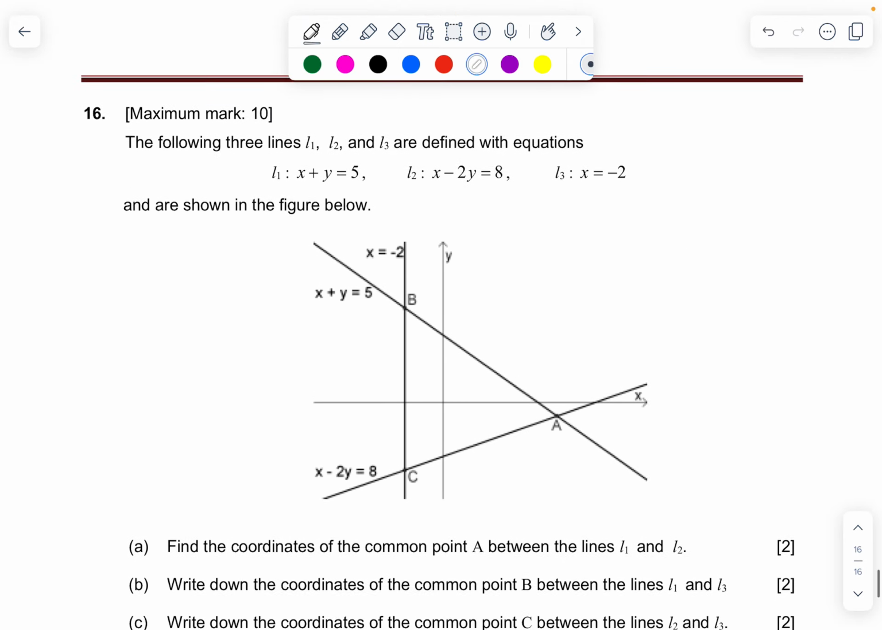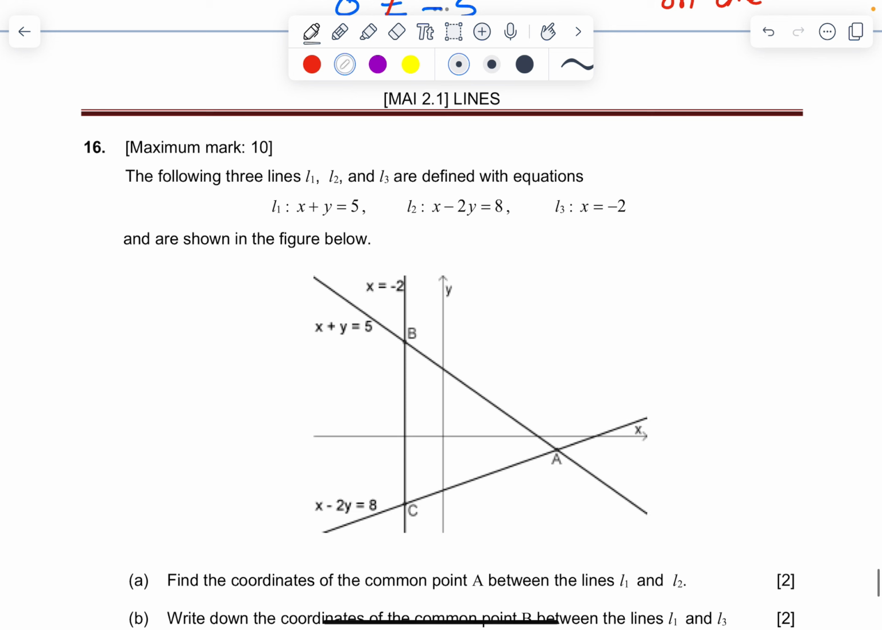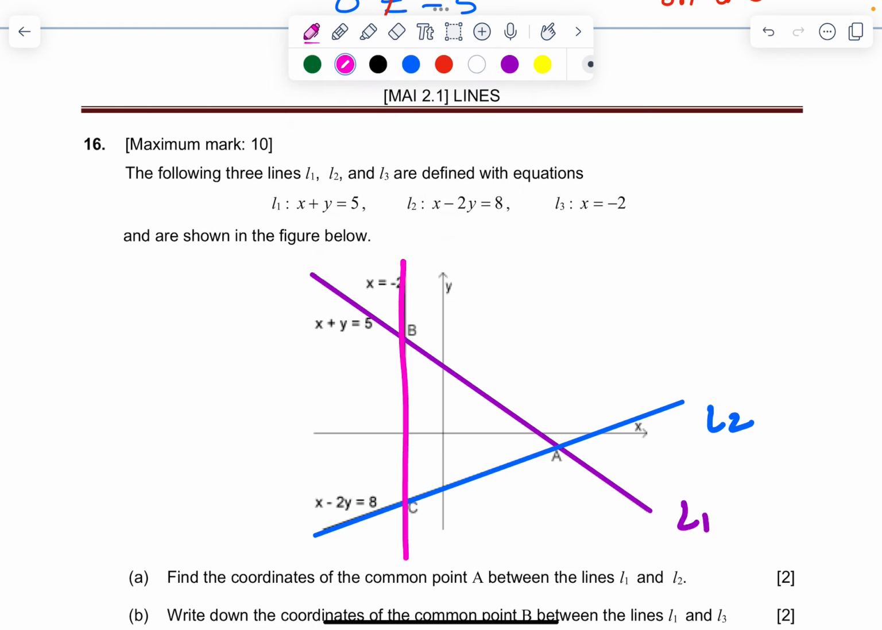Now coming to the last question, question number 16. L1, L2, L3 are given. So let's draw L1. L1 is x plus y equals 5. This is L1. Then L2 is x minus 2y equals 8. This is L2. And L3 is x equals negative 2.